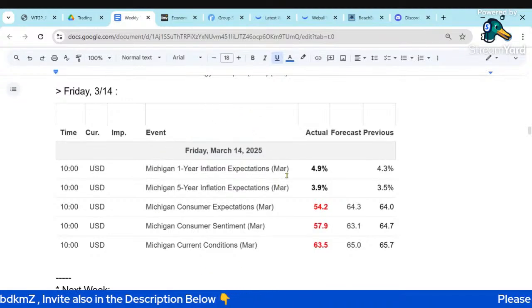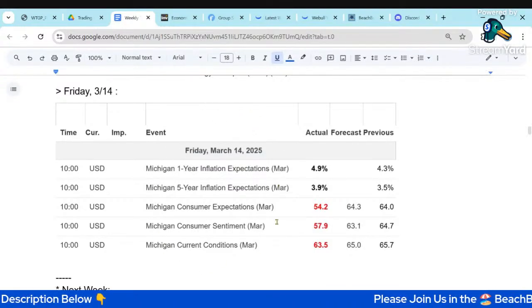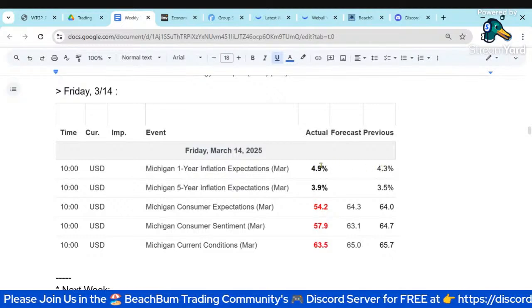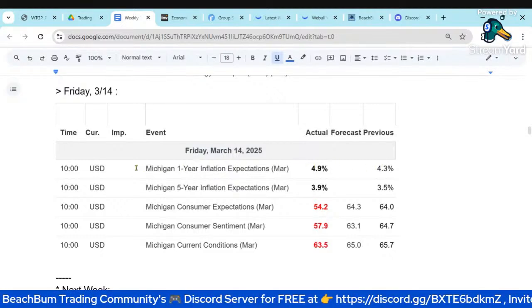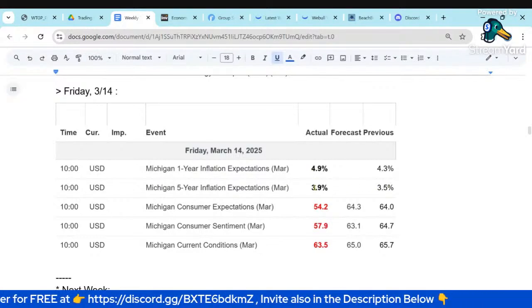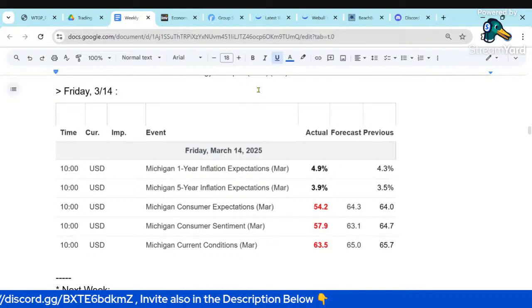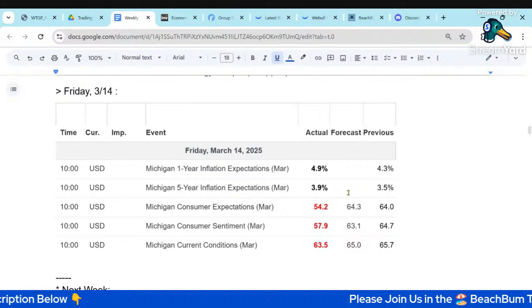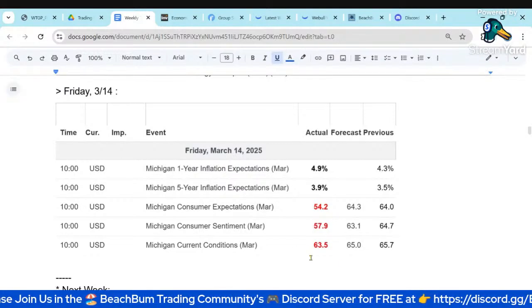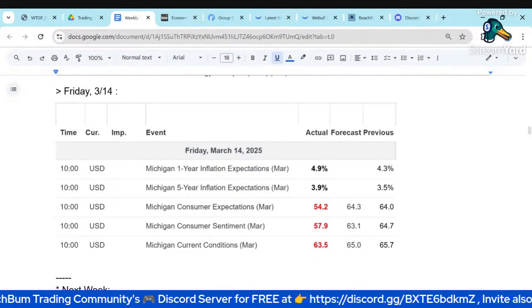So Friday, got some concerning data. The Michigan consumer sentiment data. Their one-year inflation expectations went up significantly from 4.3 to 4.9. So the consumer's expecting much higher inflation. Their 5-year went from 3.5 to 3.9. So again, although we saw the CPI and PPI data coming down, the consumer's expecting higher inflation going out even 5 years. Significant deterioration in their expectations and sentiment. So consumers starting to really feel quite negative.